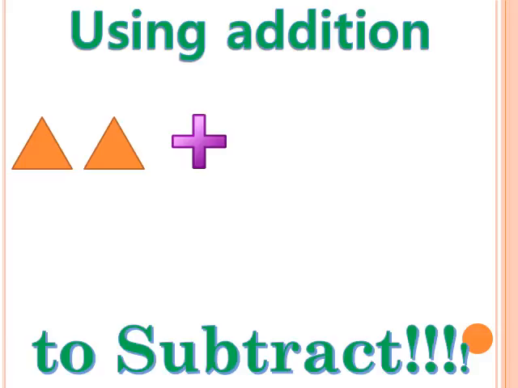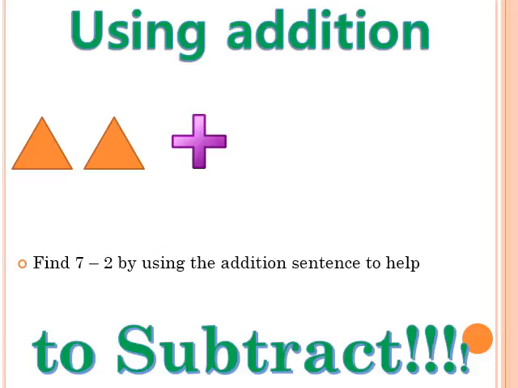Our next strategy is using addition to subtract. Now, we don't always like to subtract. Some of you have said you'd prefer to add than to subtract. And that's okay, because you can do subtraction by using addition. Now, if our problem is 7 minus 2, we can use an addition sentence to help us figure out how to subtract.